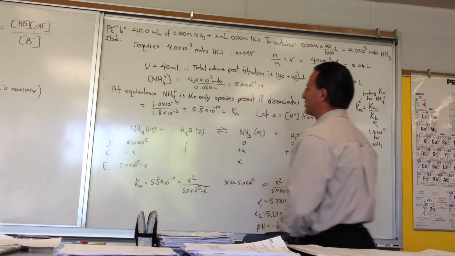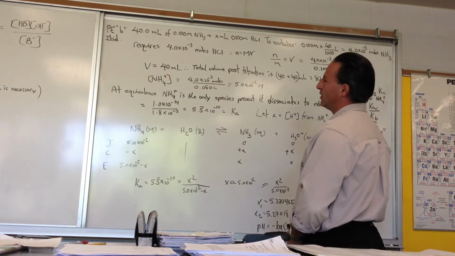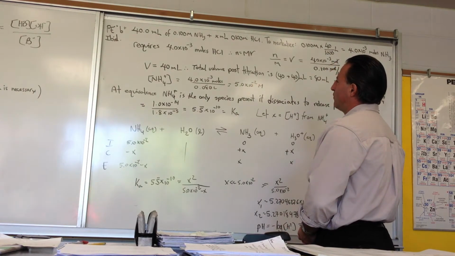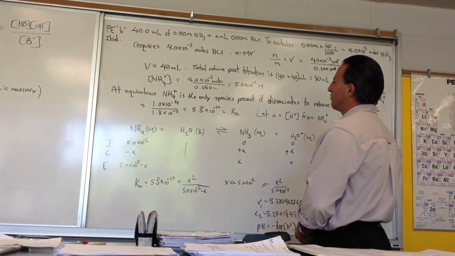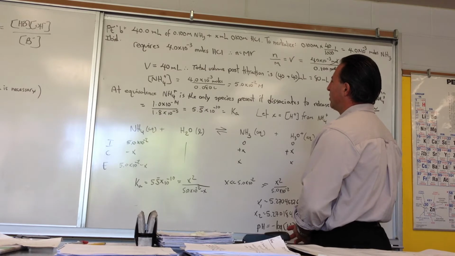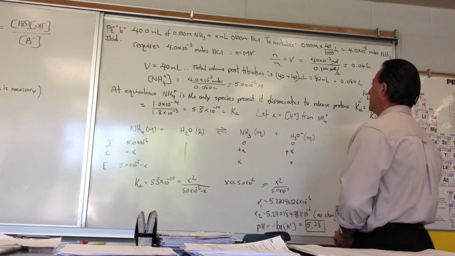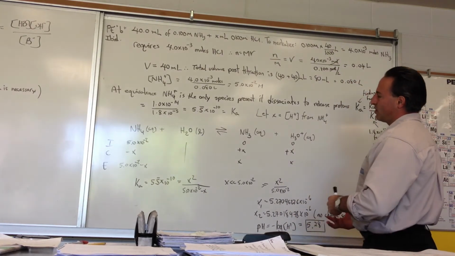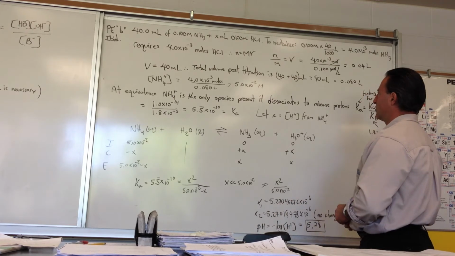which is part B of the same practice exercise, 40 mL of a 0.1 molar solution of ammonia is titrated with 0.1 molar hydrochloric acid. Same setup, except now we're starting with a weak base and we're titrating with a strong acid.